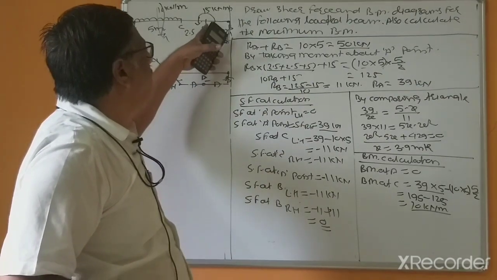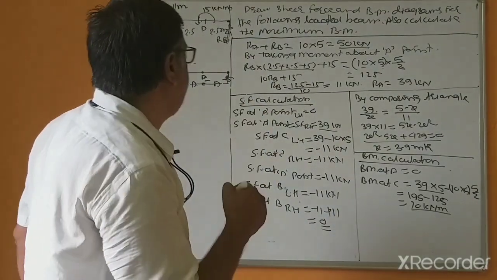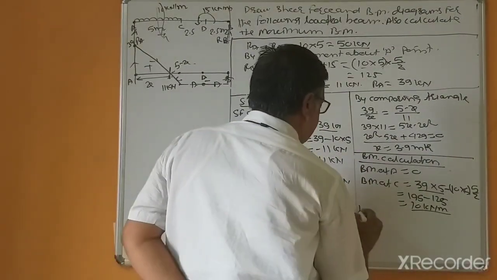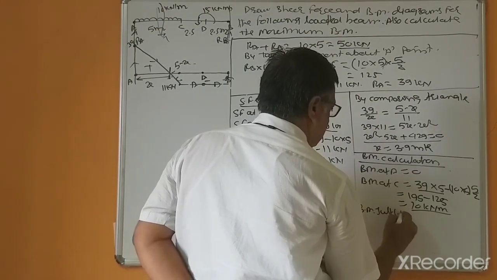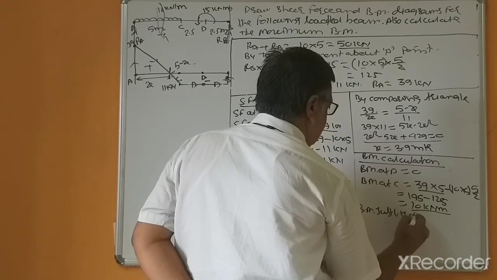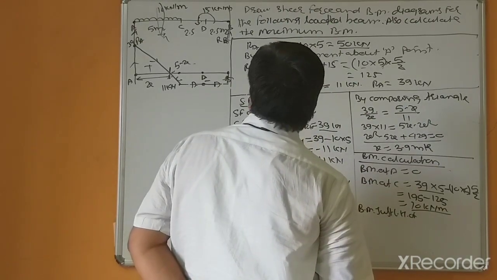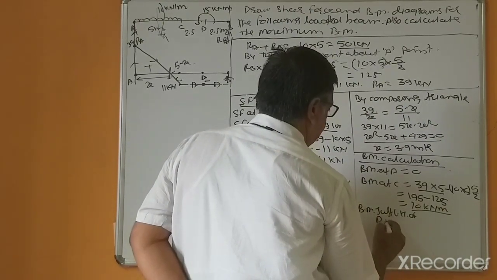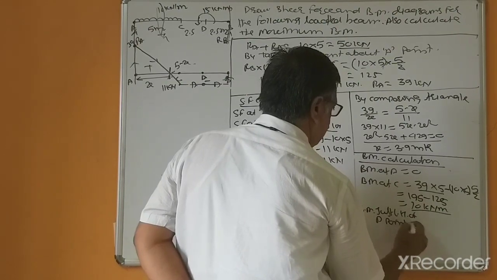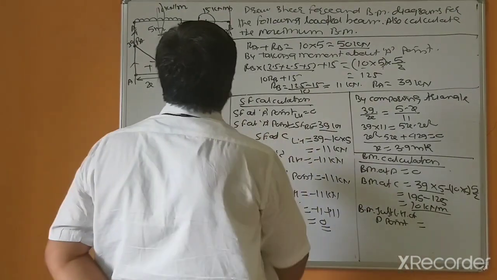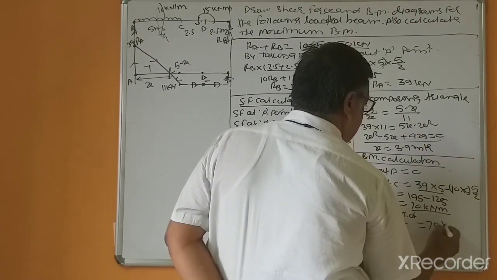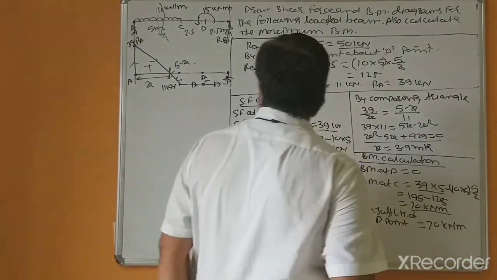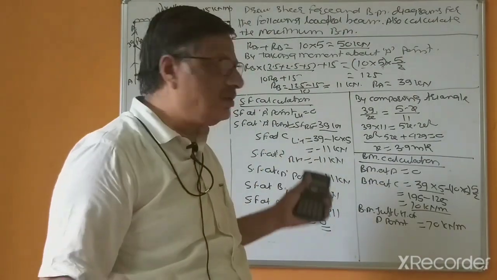Now bending moment at D point. Just the left hand side of D point is again 70 kilonewton meter, because there are no other moments.